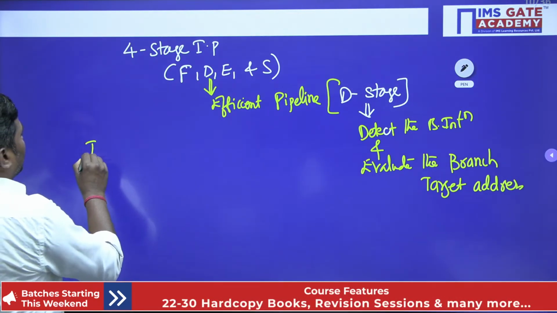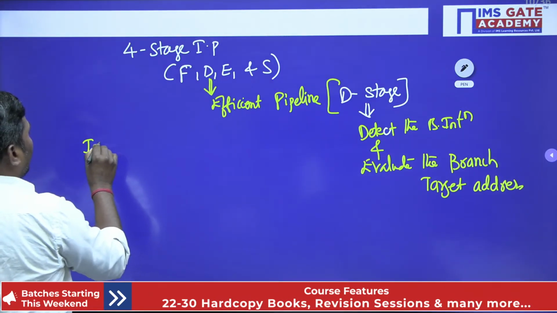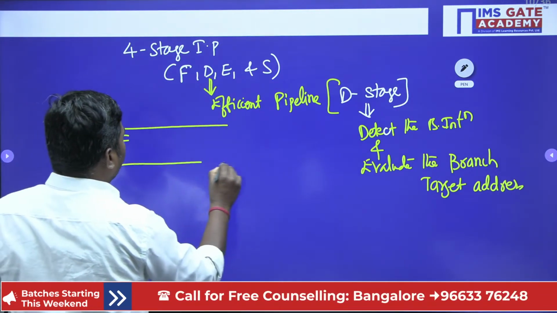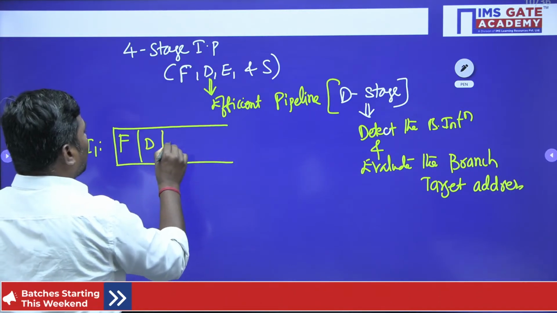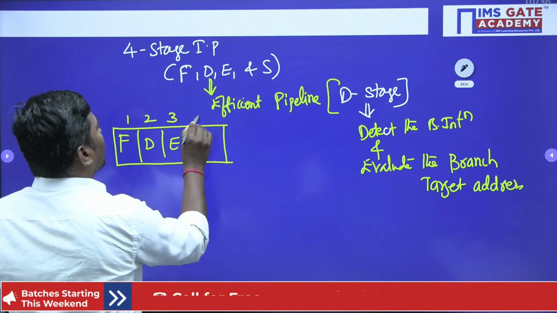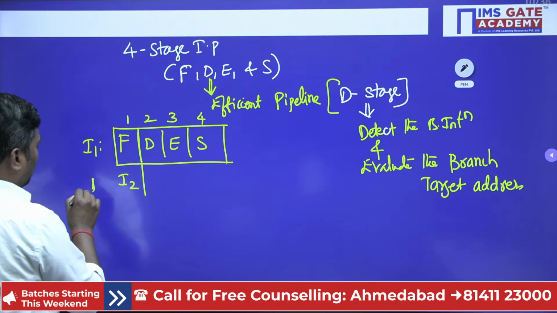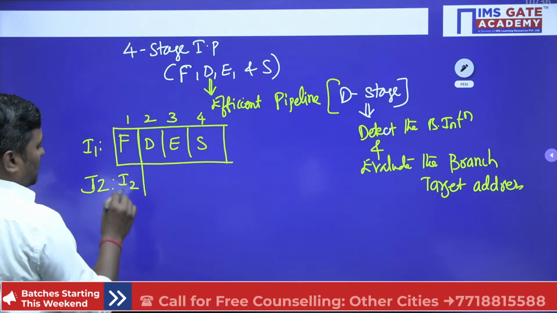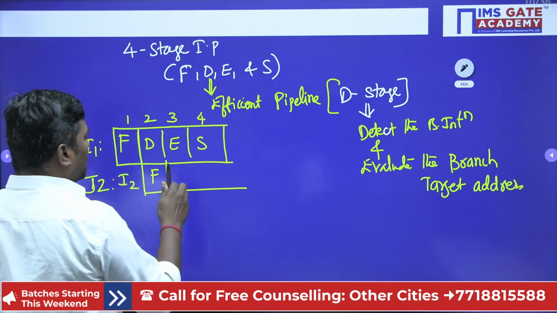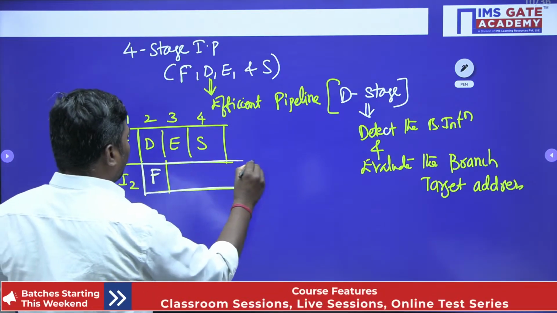Observe here. Let's take the same example. Instruction I1 is fetched, followed by decode, then execute, then store, right? Clock number 1, clock number 2, clock number 3, clock number 4. Once the instruction I1 fetch is over, I can fetch the next one. This is a branch, so jump 0 is a branch instruction. I fetched it here. Fetching is over, then I am decoding.